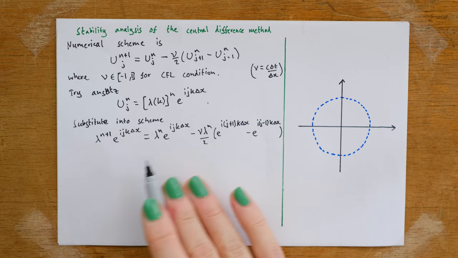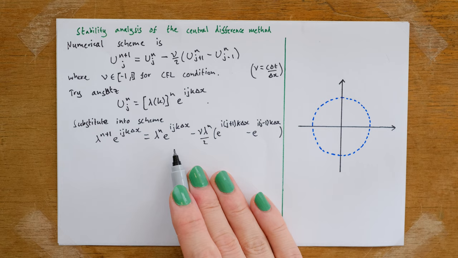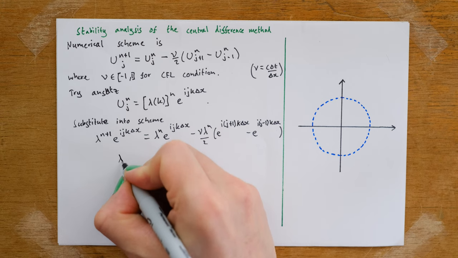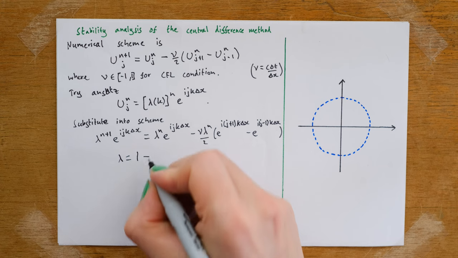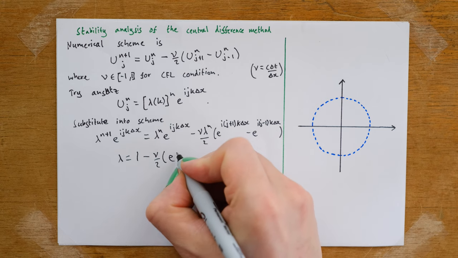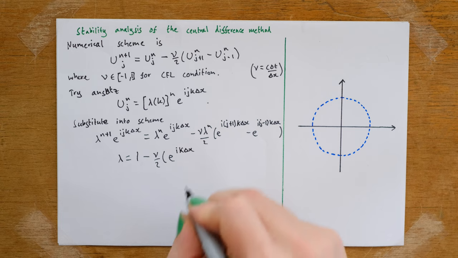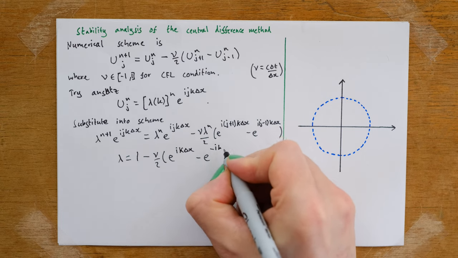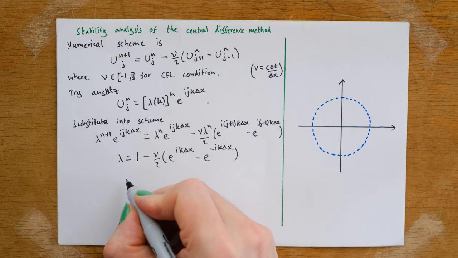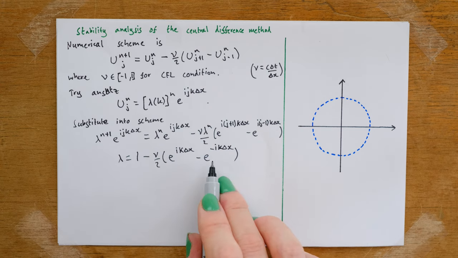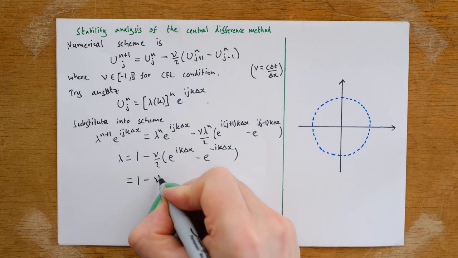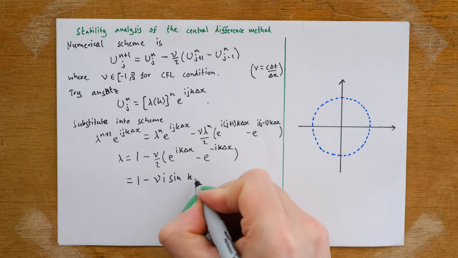And again, as before, we see that there's a common factor that we can remove here. So we'll have then that lambda is equal to 1 minus nu over 2 times e to the I k delta x minus e to the minus I k delta x. And here we can make use of an identity, and we know that this can be converted into sine. So this can be converted to 1 minus nu I sine k delta x.